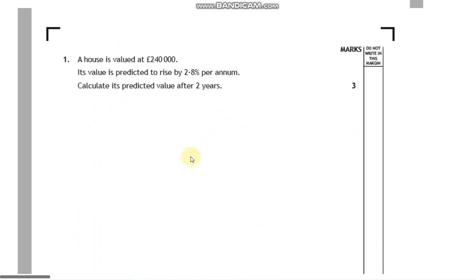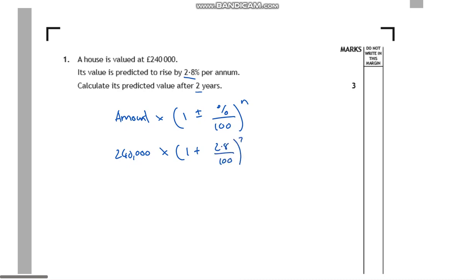So as a tradition, we're usually starting with breaking out brackets, fractions, percentages, functions, the kind of easier topics. So we should think here this is a compound question because I've got a time and I've got a percentage. So I'm thinking it's going to be this. My amount is 240,000, and it's a rise, so it's 1 plus 2.8 over 100, and it's 2 years, power of 2.